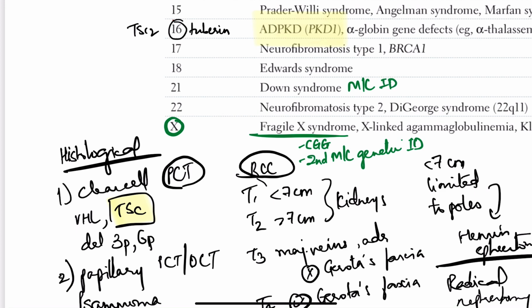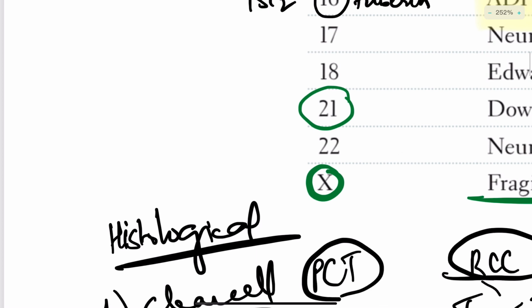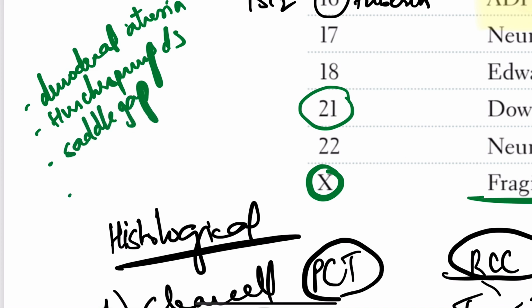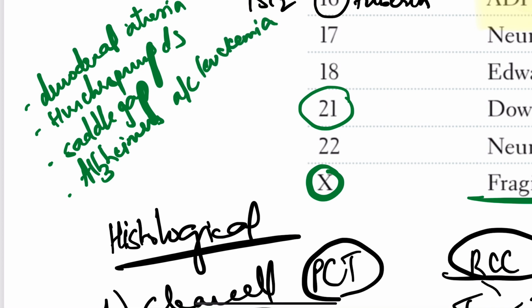Down syndrome. So Downs, let's do it again. Trisomy 21, right? Down syndrome, we know there is duodenal atresia. We know there is, okay, which is going to show a double bubble sign. There is going to be Hirschsprung disease, right? Then there is going to be prominent epicanthal fold. There is going to be a saddle gap, and what else? It is associated with Alzheimer's. It is associated with acute leukemias, both myeloid and lymphoid, right? Especially AML M7.